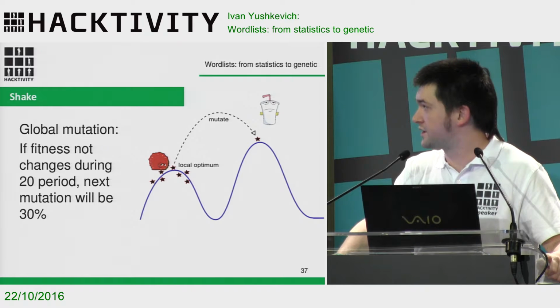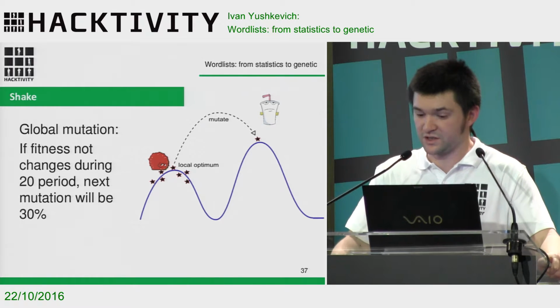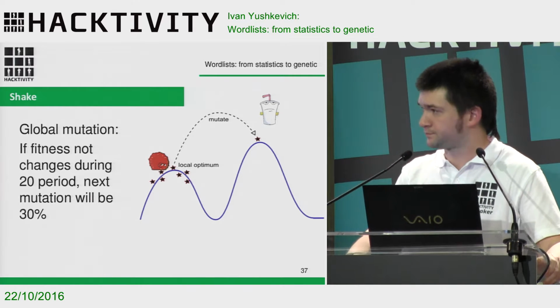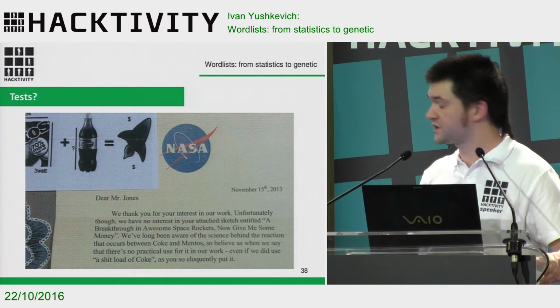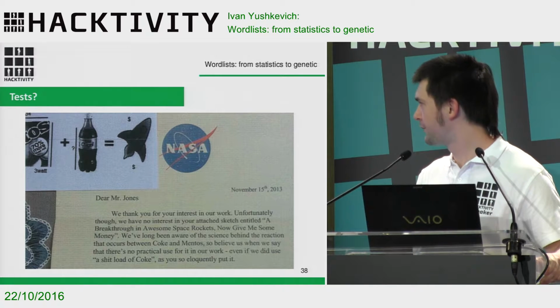It looked like in the next period of mutation, instead of 2%, there were 30%. So the idea is rather simple: to shake the population to get maybe a better optimum. So, some tests were done.